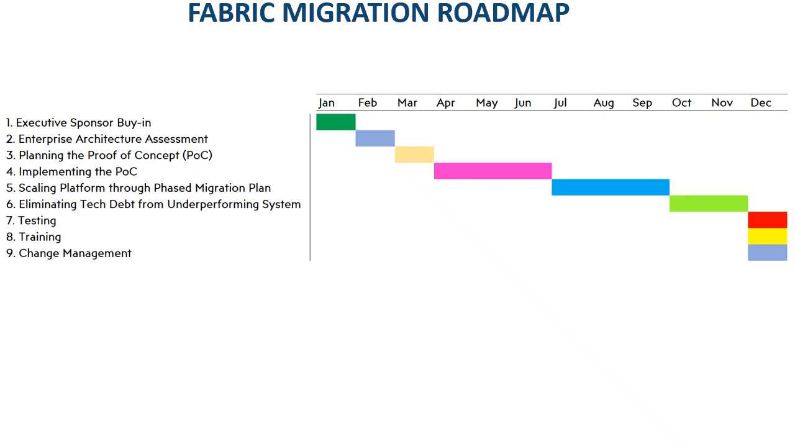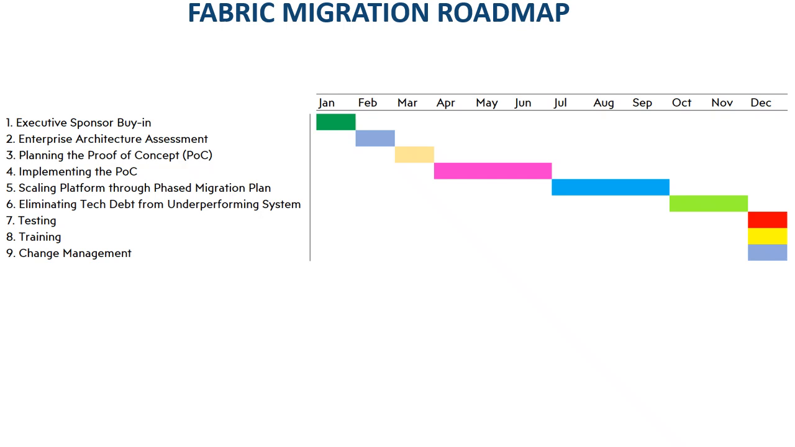Number 5, scaling the platform through phased migration plans. Based on the POC insights, a phased migration roadmap is created. We prioritize domains by business value and technical complexity, form migration teams, and plan resource allocation, timelines, and governance updates carefully. Deliverables include the complete migration roadmap, resource planning documents, detailed workflows, and updated governance policies to support scale and control.